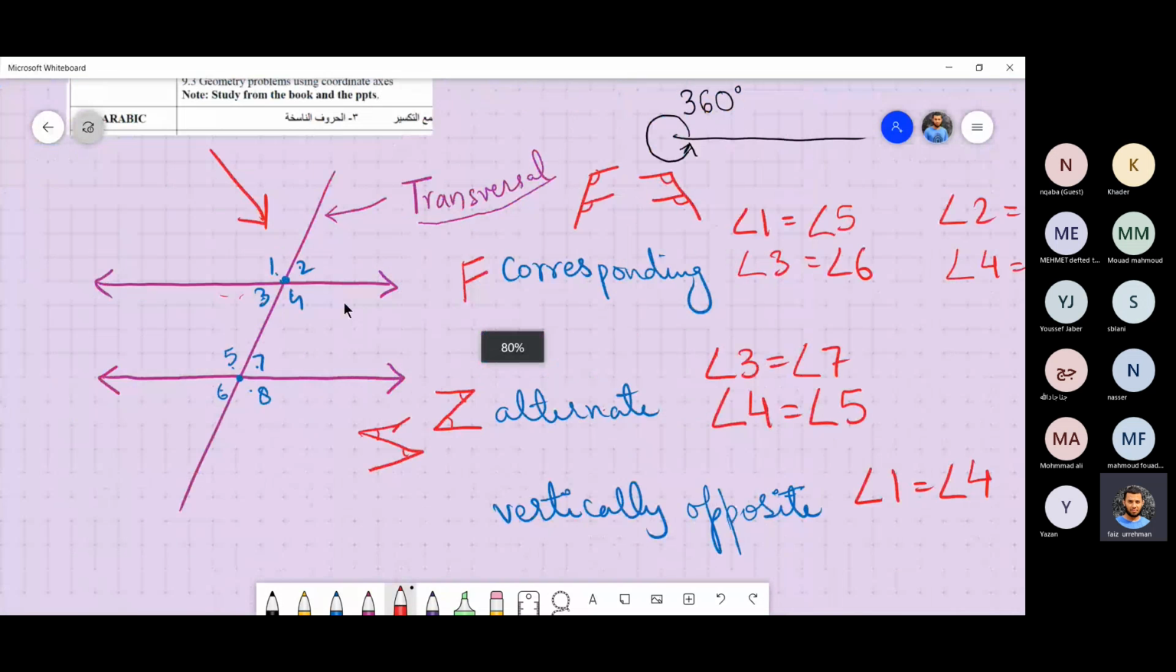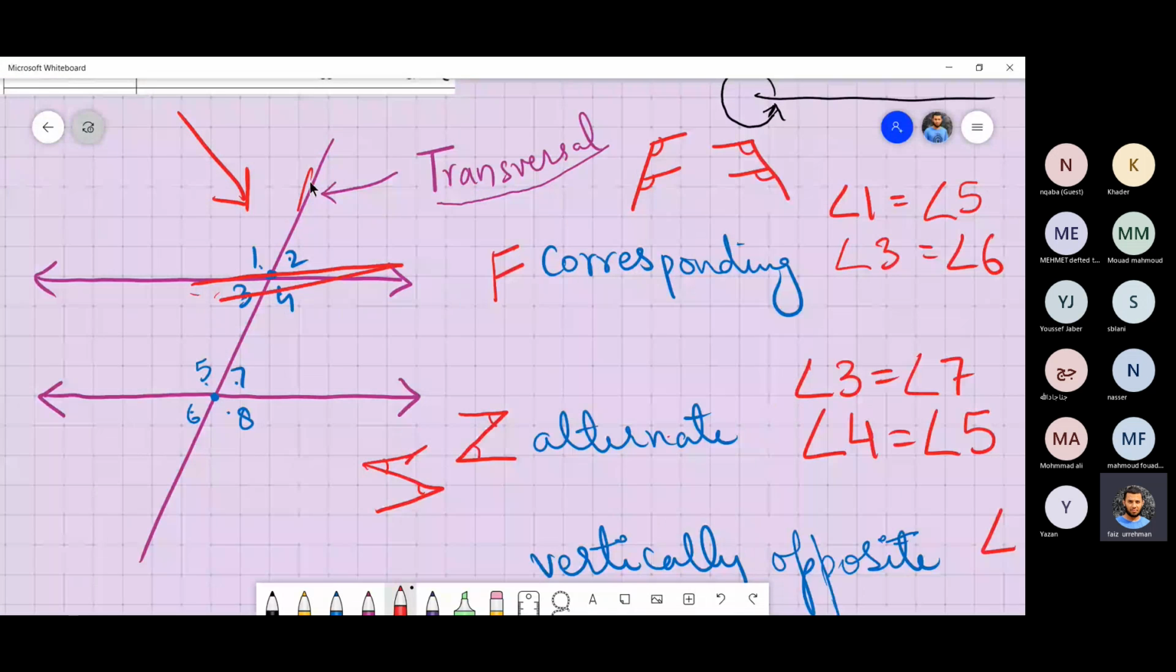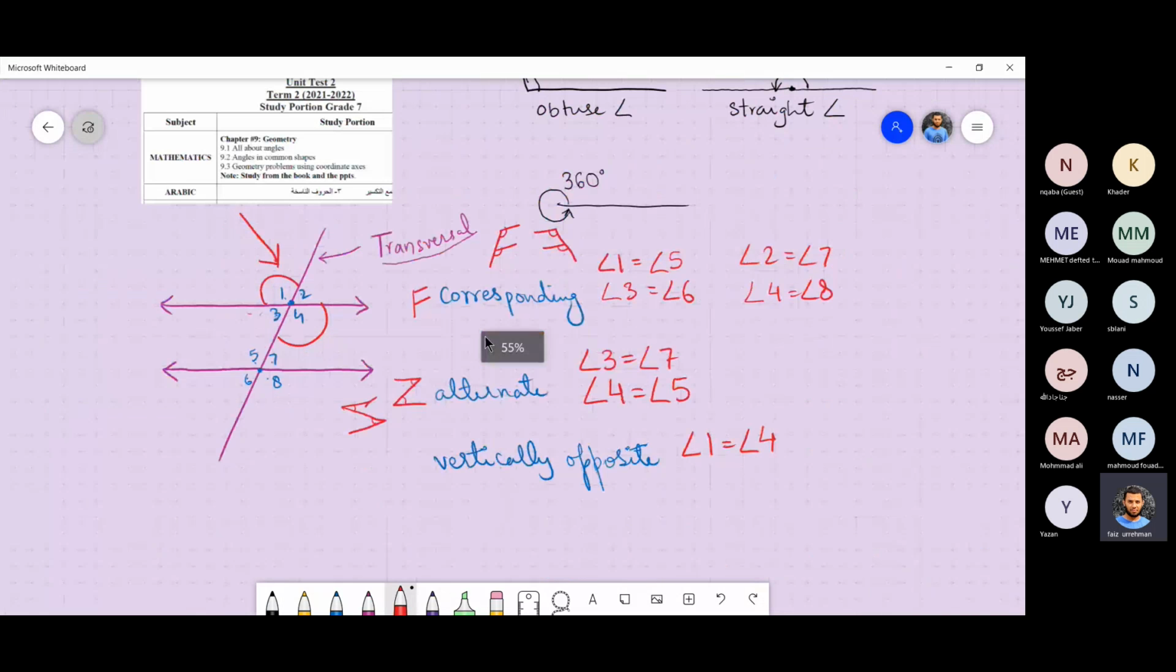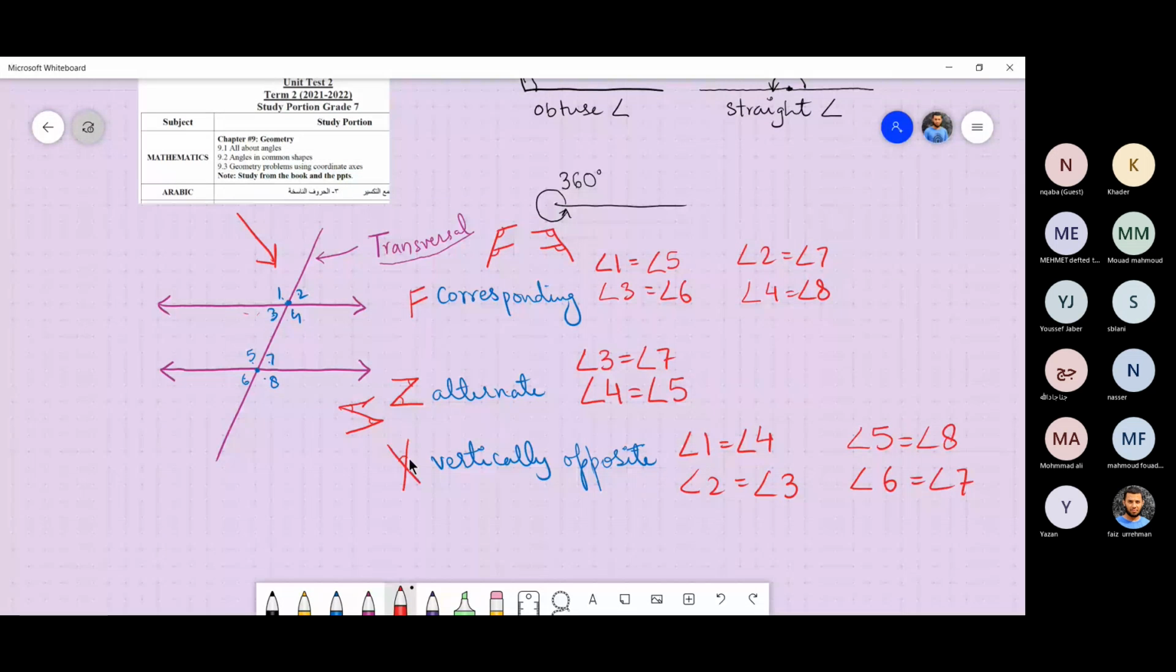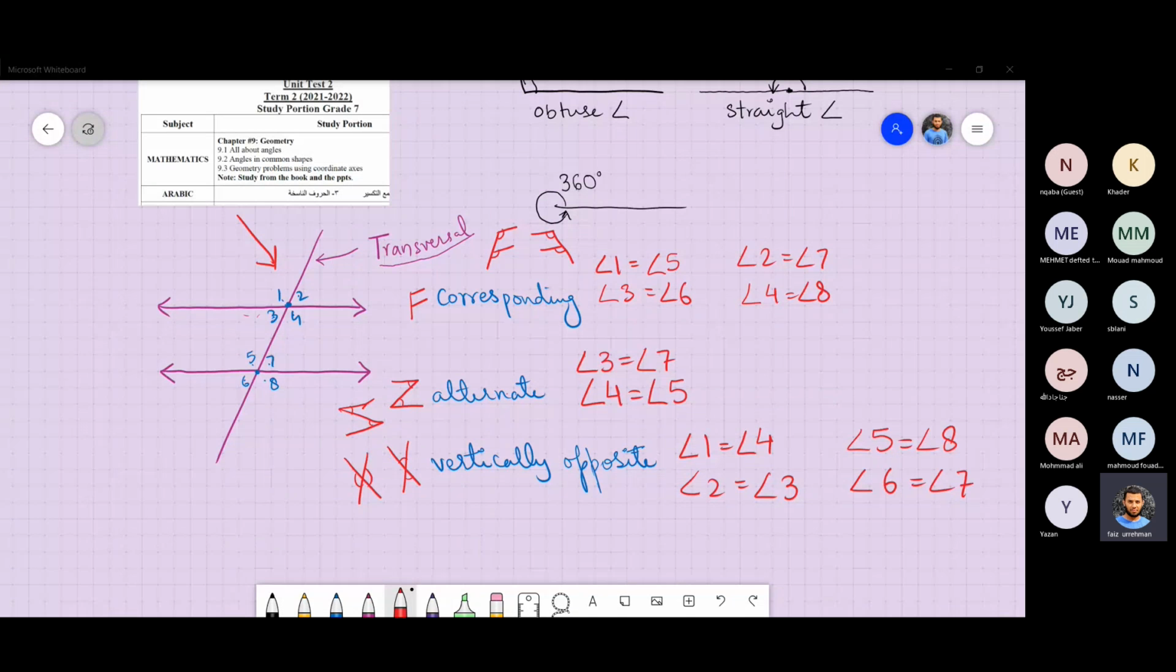Mister, angle 1 and angle 4. They are vertically opposite. Right? Yes. What else? 2 and 3. Yes, correct. What else? 5 and 8, correct. What else? 7 and 6. Yes. So they are equal by the property of vertically opposite. They form the letter X. Right, class? Clear? Yes, sir. Now we will solve. I will bring the questions related to these properties.